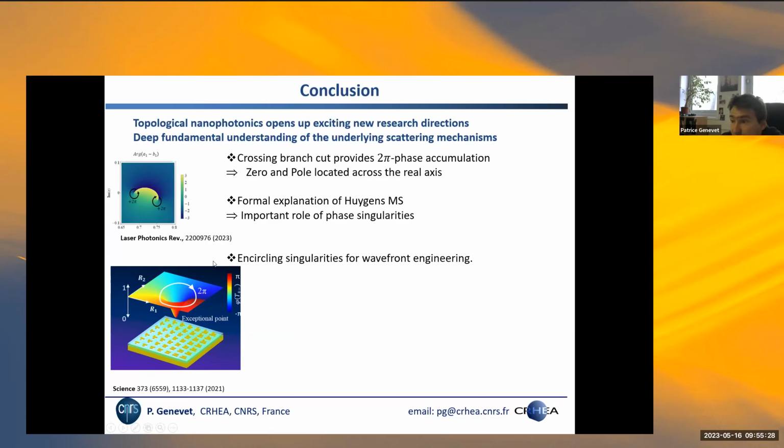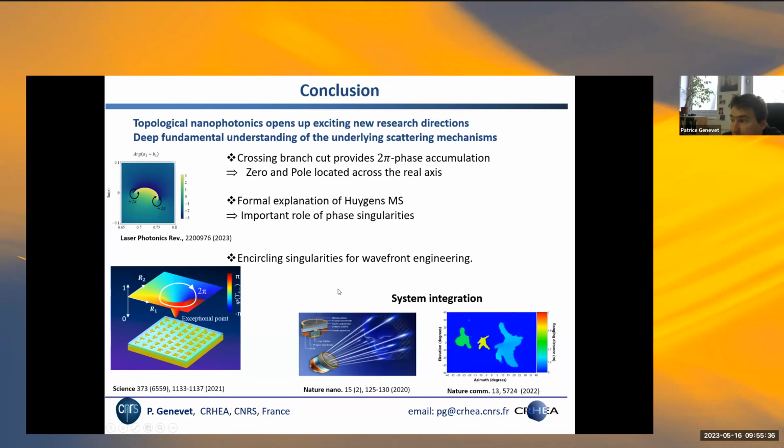I show you that we can create new zeros and encircle them for wavefront engineering. These are the results here of this very recent Science paper. And I came to the end to a demonstration with system integration where I show you essentially the use of metasurface for high frame rate LiDAR images.